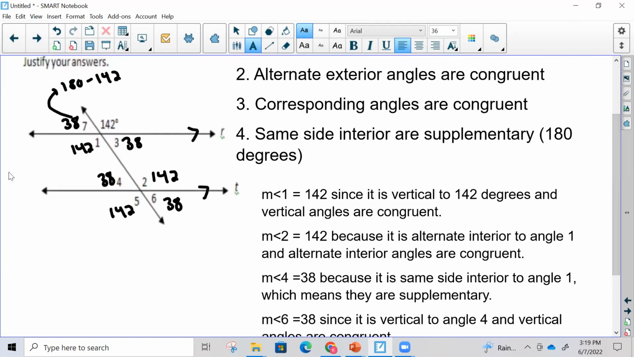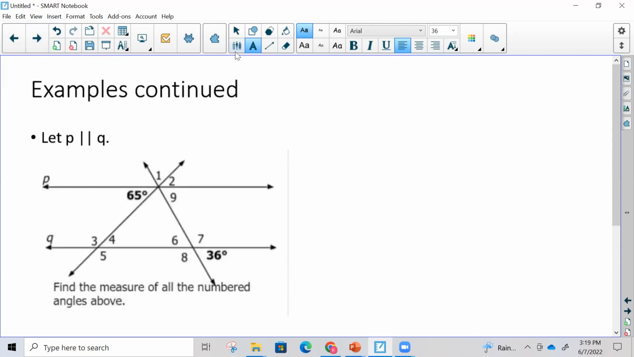Okay, so that's an example of finding the angle measures and justifying them. We're going to do one more of finding the angle measures. It says P is parallel to Q. We're going to find all the numbered angles above, kind of starting with what we learned initially.